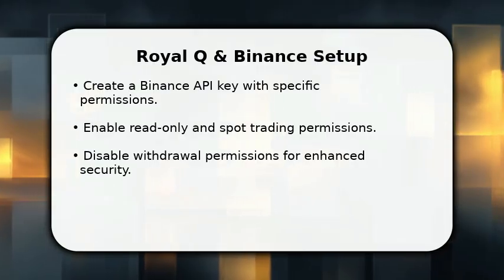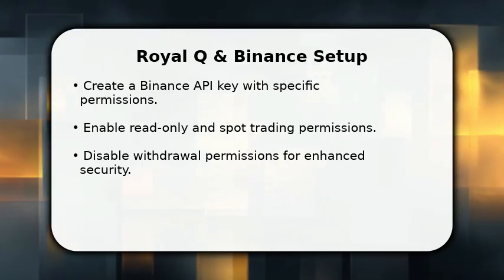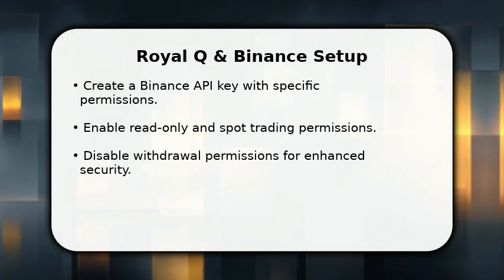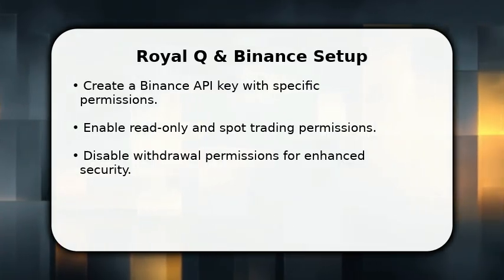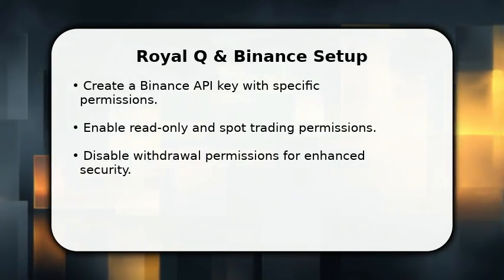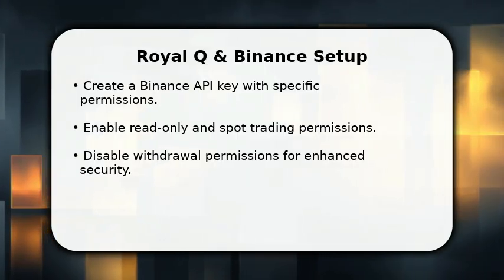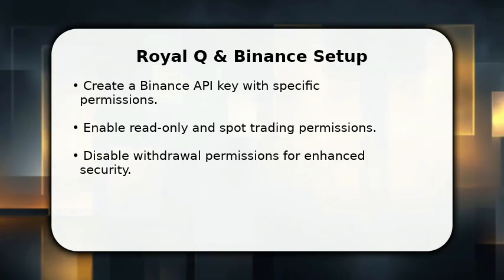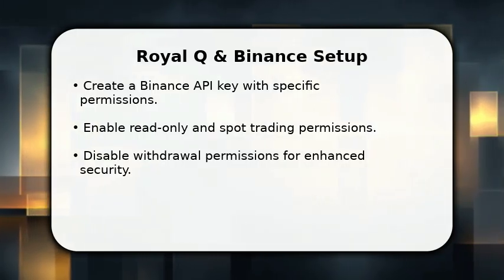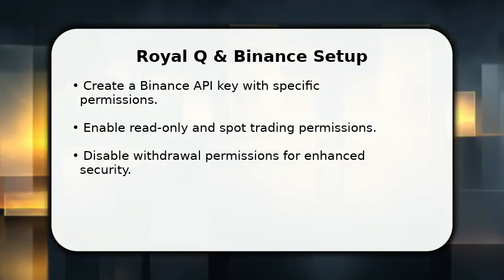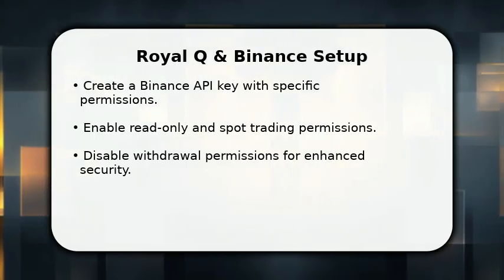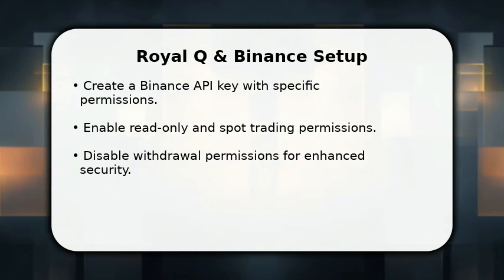In this video, I will explain how to set up Royal Q with Binance. First, you'll need to generate an API key within your Binance account. Navigate to the API management section and create a new key. It's crucial to enable only read-only and spot trading permissions. For your security, always ensure that withdrawal permissions are strictly disabled. This step is fundamental for a safe and effective connection.